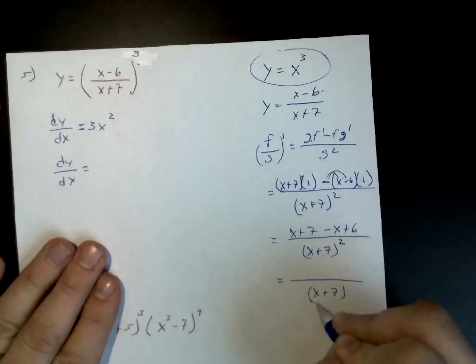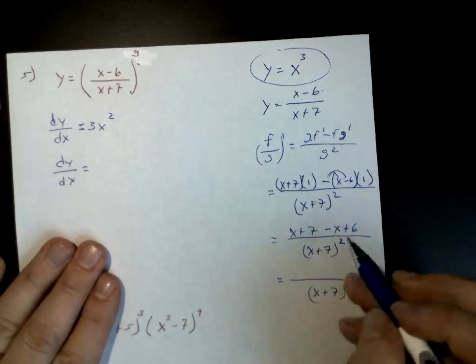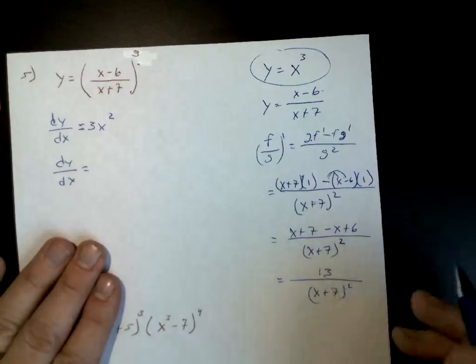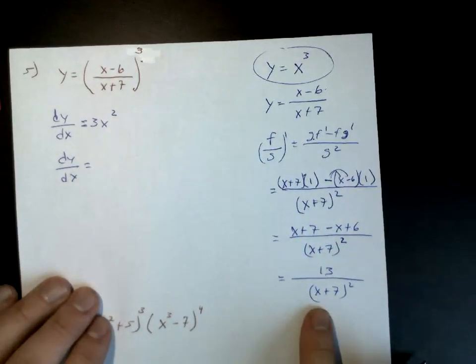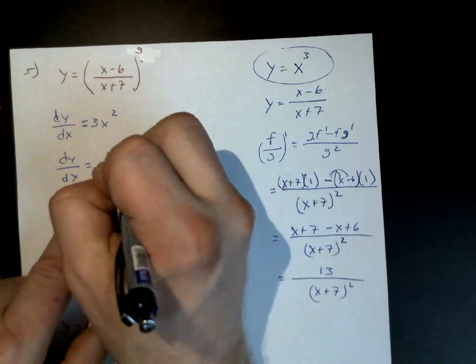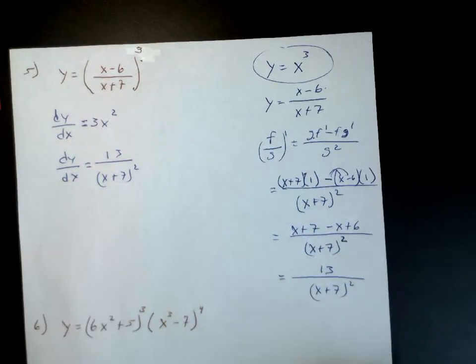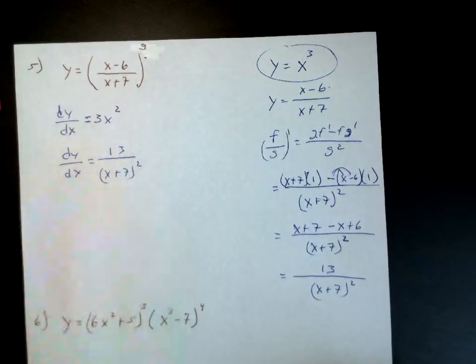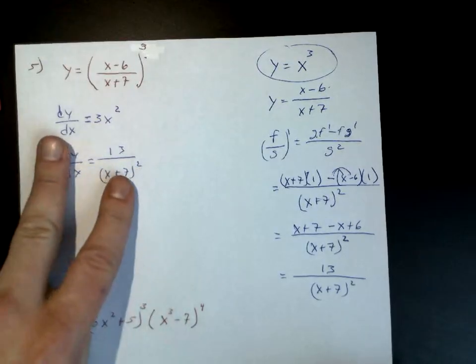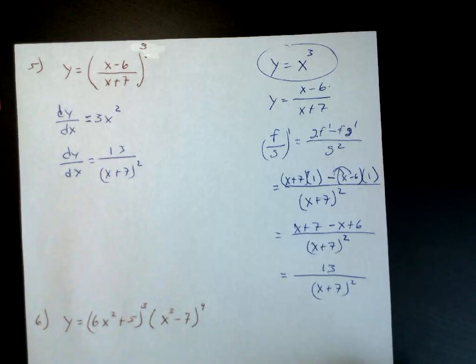(x plus 7) all squared. Looks like we're going to have a nice, oh, that looks like 13. Okay. That's the derivative of this one. So this one is 13 over (x plus 7) all squared. Hey, there you go. We're not done yet. We took the two derivatives, but now we've got to put them together.